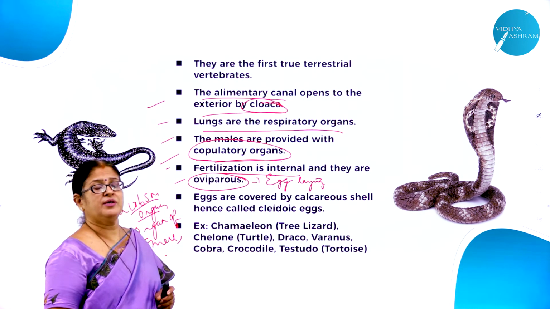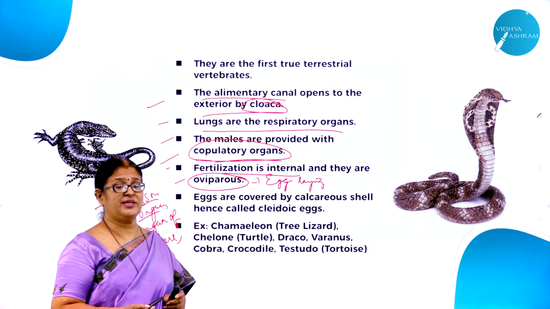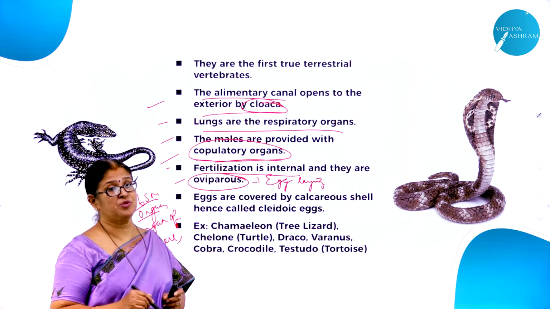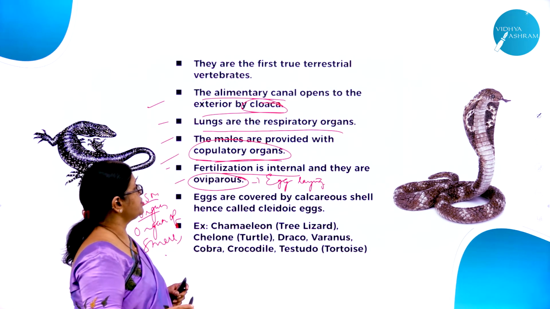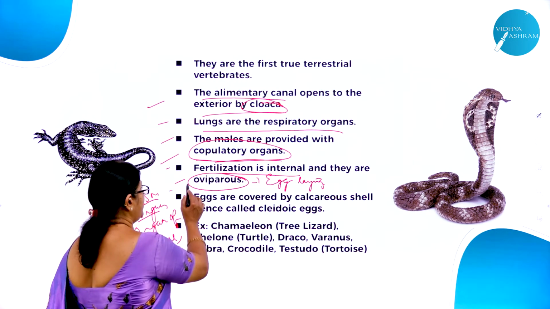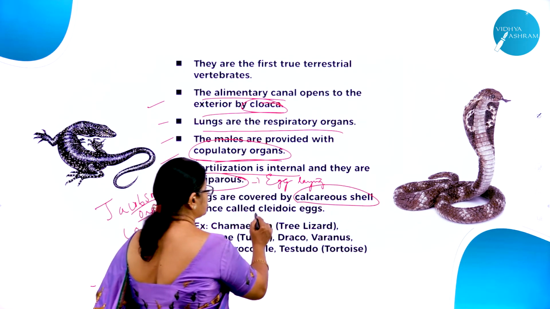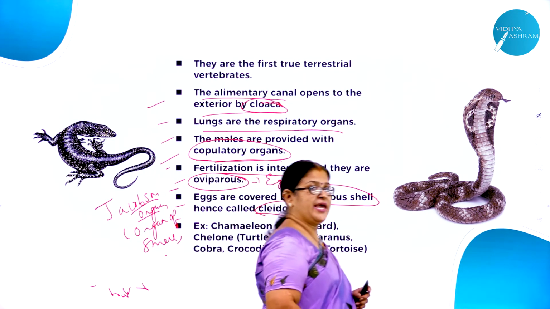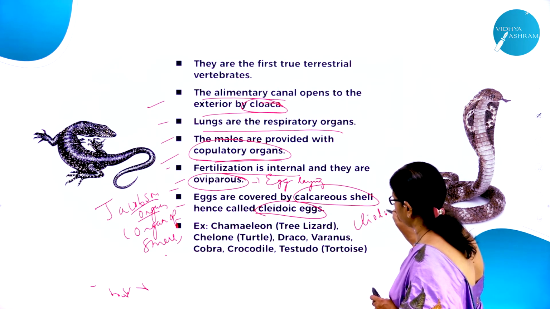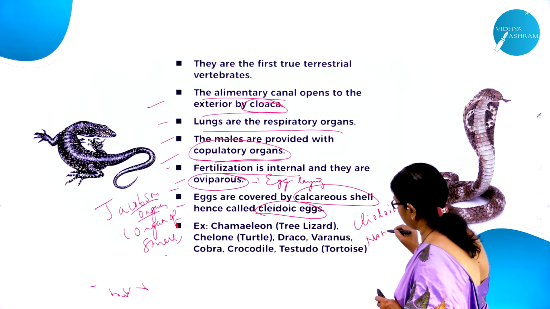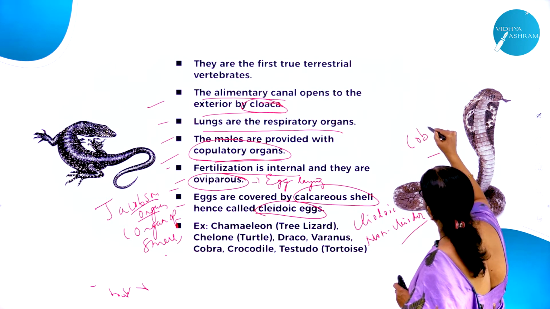You might have come across how much care they take of their eggs, right? Once they lay the eggs, they make sure that they hatch, and until they hatch, they take the utmost care. You might have come across this in the case of the crocodile, or maybe in the case of snakes also, right? So fertilization is internal, and they are oviparous. Eggs are covered by what we call a calcareous shell, and hence called cleidoic eggs. Hope you remember, eggs are of two types, cleidoic and non-cleidoic. Here you can see the beautiful picture of a cobra.